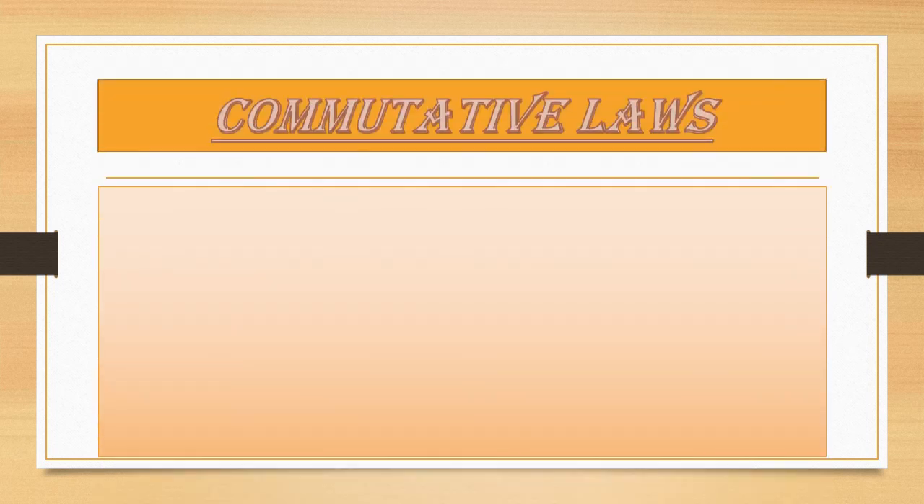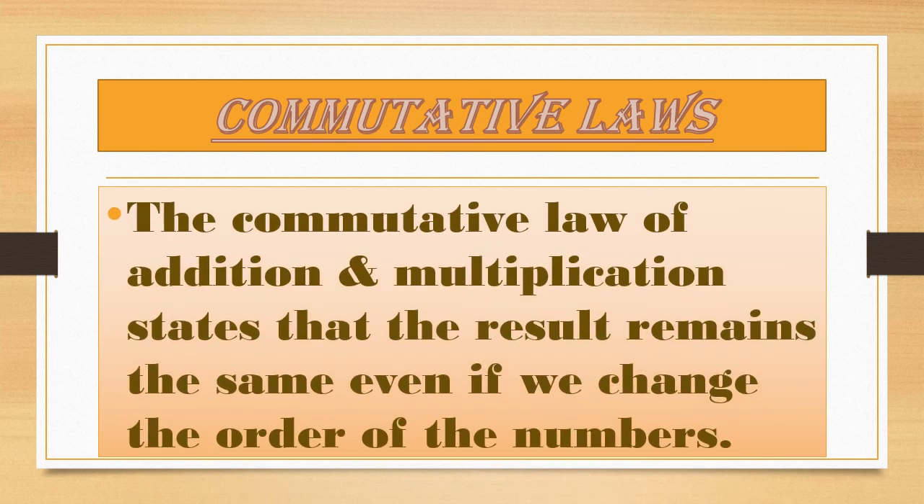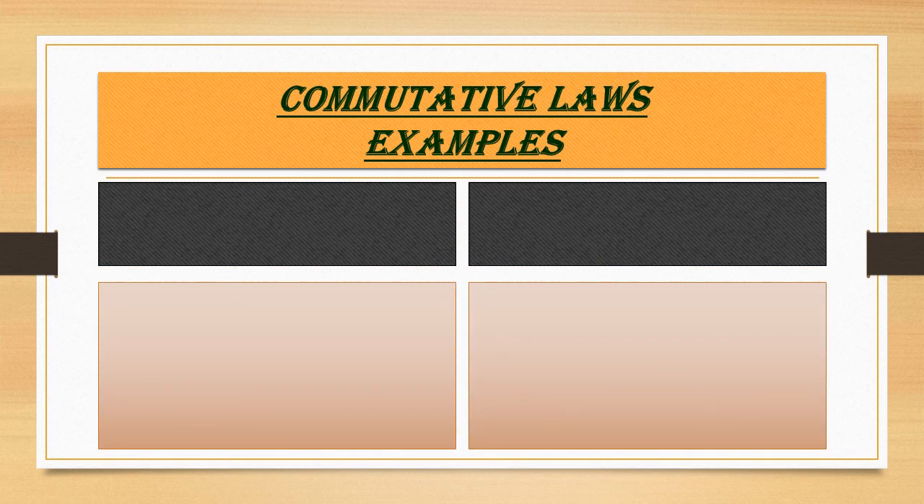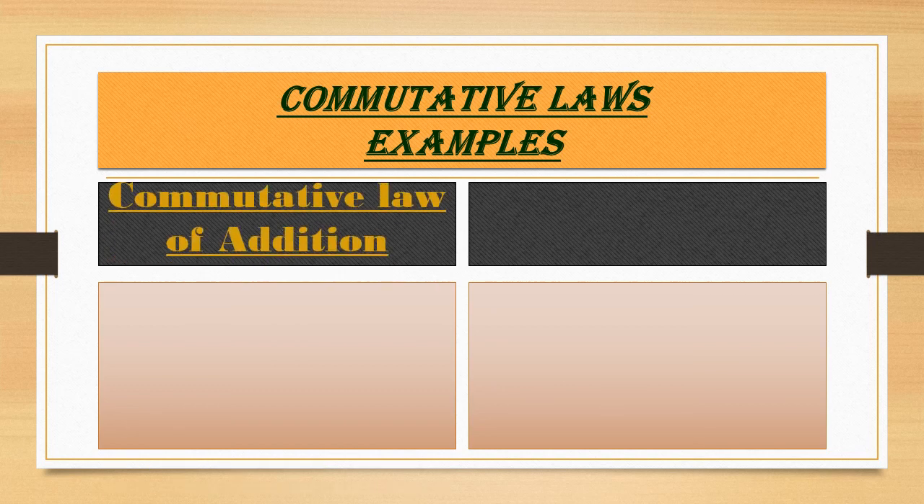Now, what is the commutative law of addition and multiplication? It states that the result remains the same even if we change the order of the numbers. Here are the examples of the commutative law of addition and multiplication. In the first example, we discuss the commutative law of addition.